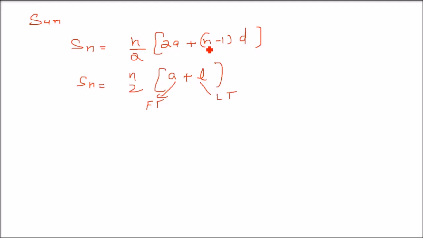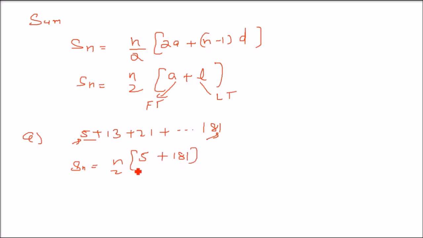Now I'll take a question to understand how this sum can be found out. Find the sum of the series 5 plus 13 plus 21 and so on up to 181. You have to find the sum. So you have the first term and the last term, 5 and 181. So you use the second formula. Sn will be n by 2 into 5 plus 181, that is a plus l.